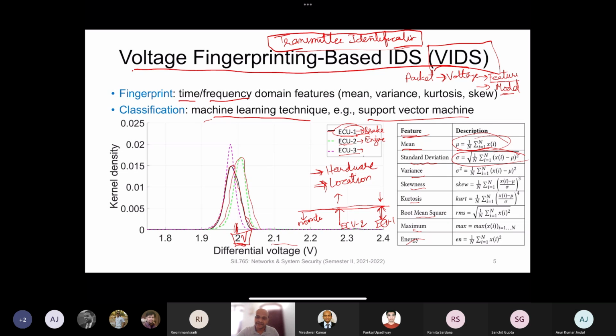Okay, so can someone tell me now how can we detect an attacker in this scenario if we have trained this type of intrusion detection system? How can we identify an attacker?